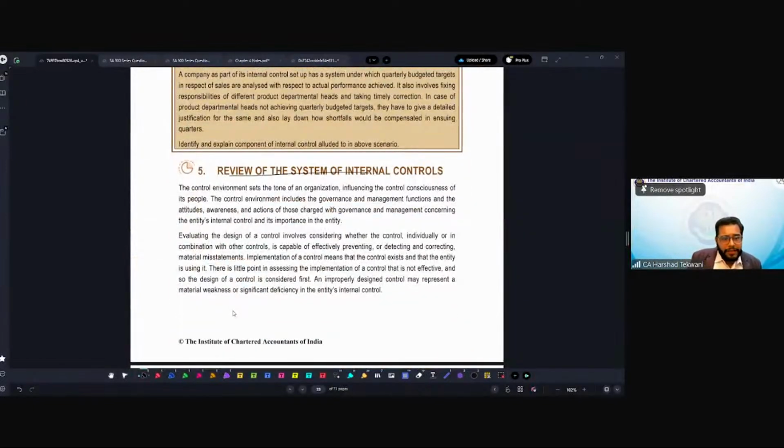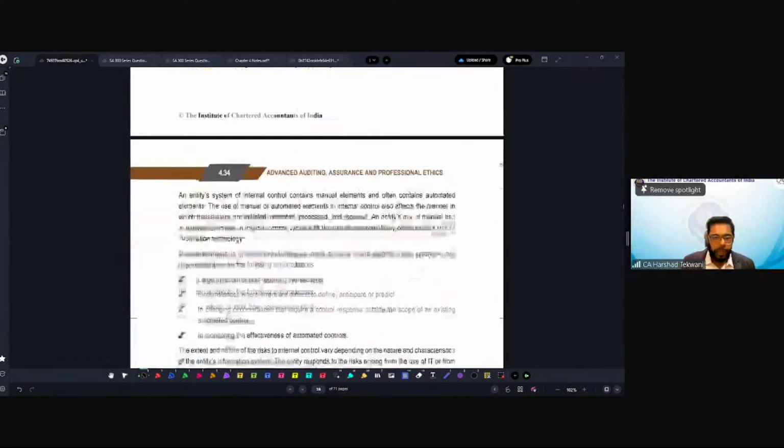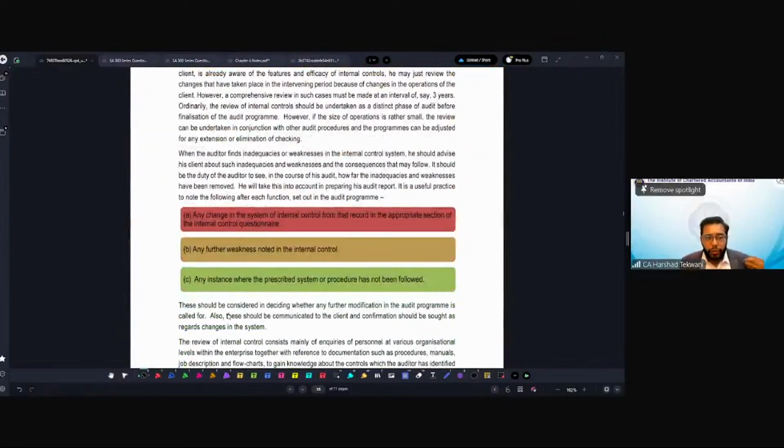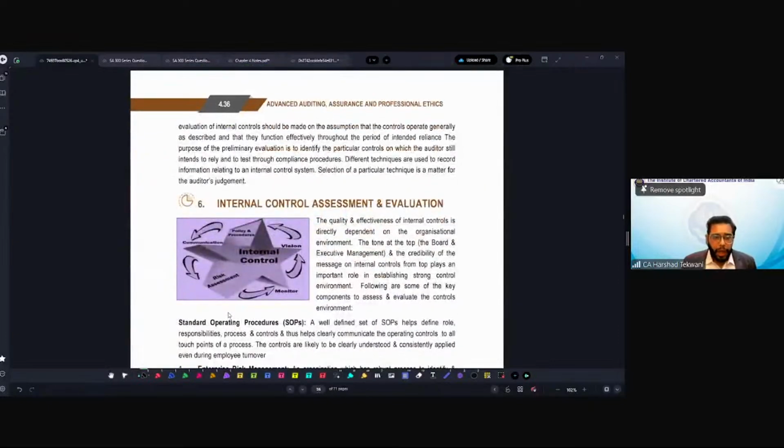Then review of the system of internal controls. Some portion we have already discussed, that is how to perform the review of each and every component. But in further detail we will understand in the subsequent section how to identify, how to perform procedures, how to create responses to the risk that we have assessed, to identify the weaknesses, to identify whether the controls are operating effectively at the design level or not. This particular part again we will cover with SA 330, assessment and evaluation.